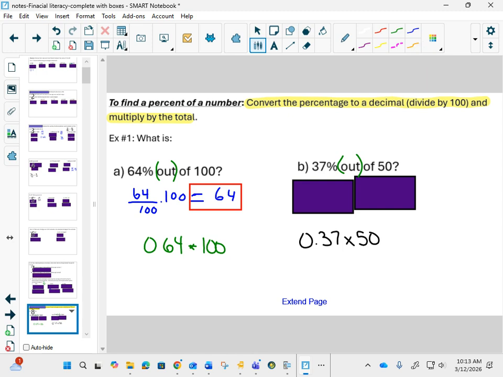What page is this? Page number 2. It's page 2. Same page, right after the example. Well, I'm just on page 3. Well, you're working ahead.